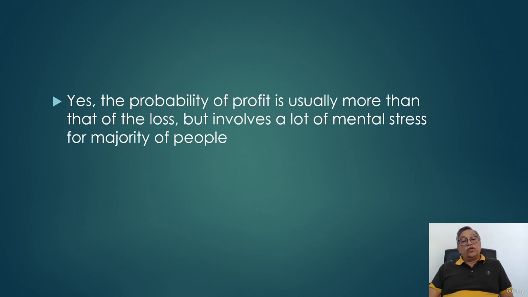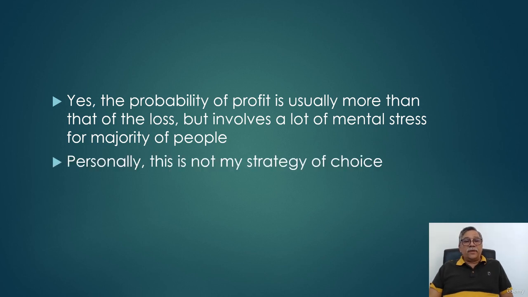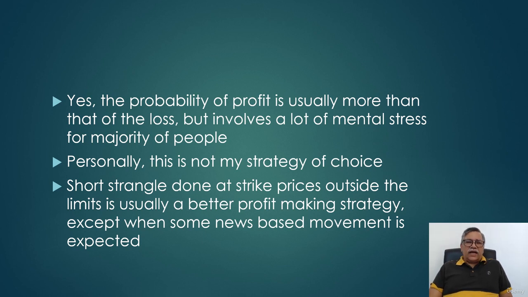So probability of profit is usually slightly more because you have got that extra premium from selling the options. Short strangles work better than short straddles. Personally, this is not a strategy of my choice because I prefer a higher probability of profit than 50%. So personally, I don't like short straddle at all. Short strangle is a better profit making strategy.